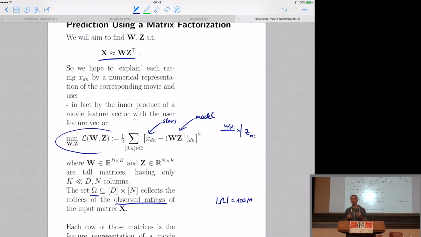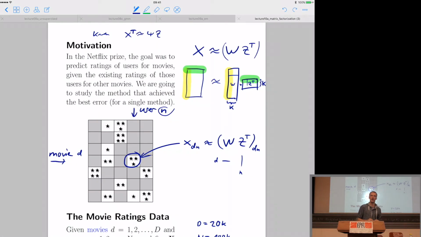So usually maybe 99% or 99.9% is not in the observed set, right? So everything is gray, but maybe 0.1% is where you do have the information available. So that's the white entries, and you only have those to train your model.